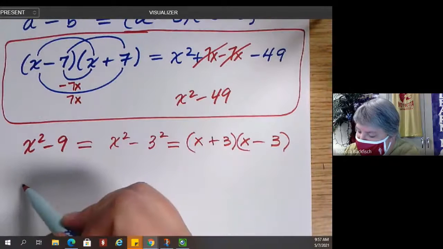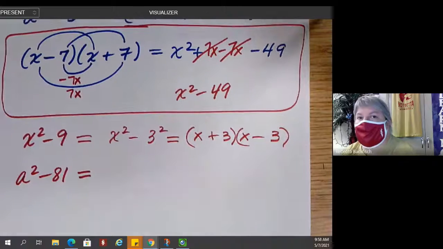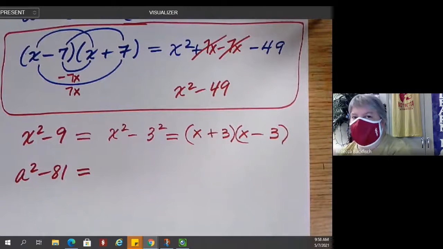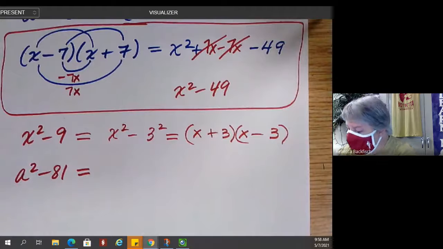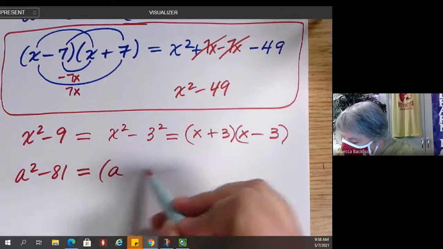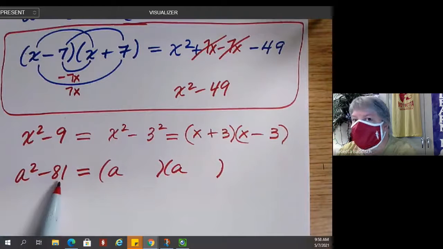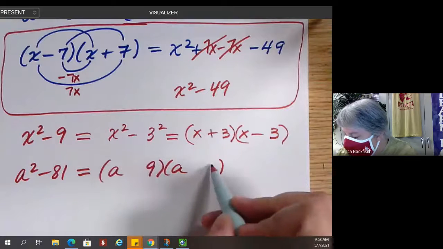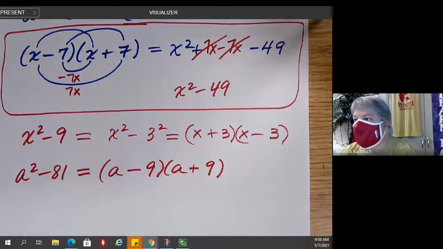Okay, so let's say it's a squared minus 81. Okay, a squared minus 81. That's a difference. It has to be a minus to be able to do this. Has to be. Can't be a difference of two squares if it's not a difference, period. Okay, so this is a times a for the first term. And 81 is what times what? 9 times 9. And then plus and a minus.